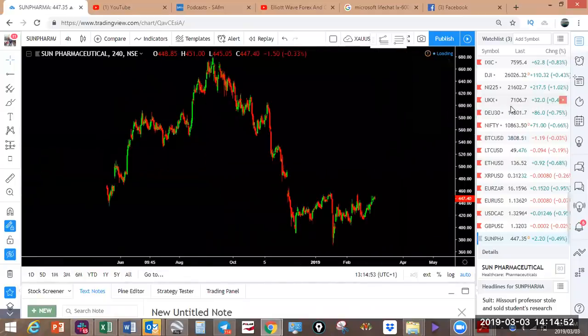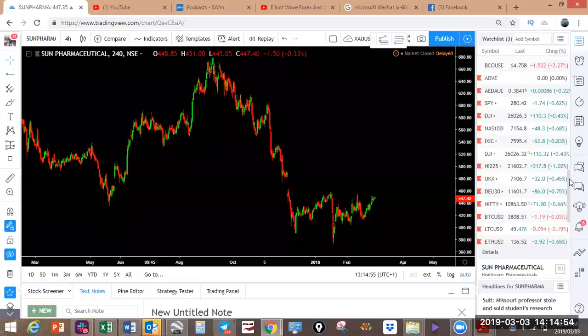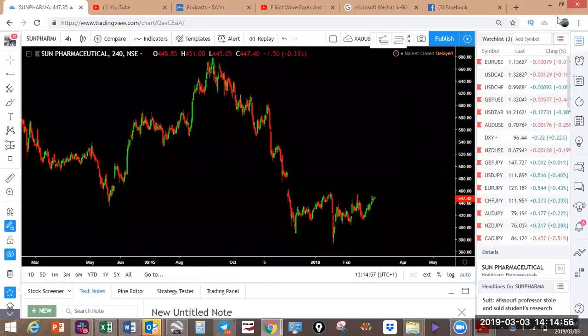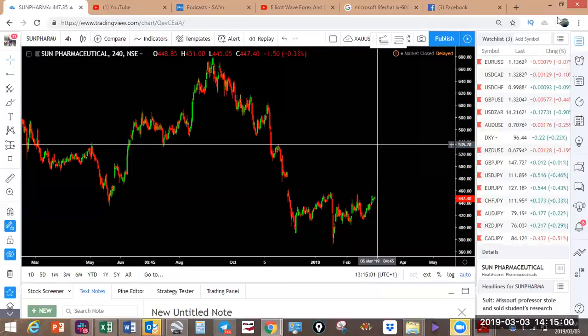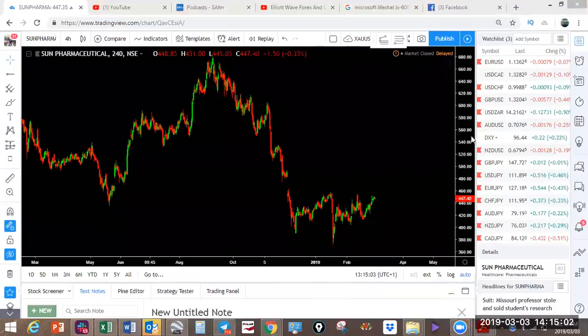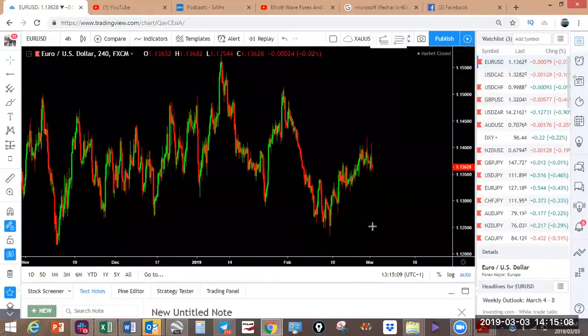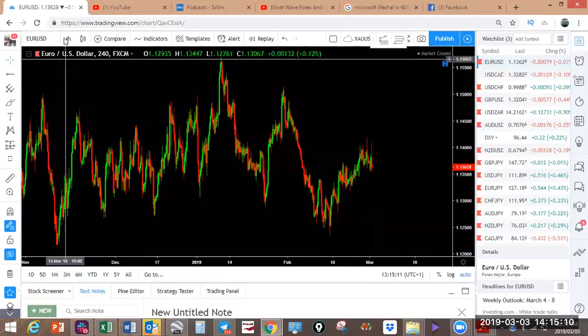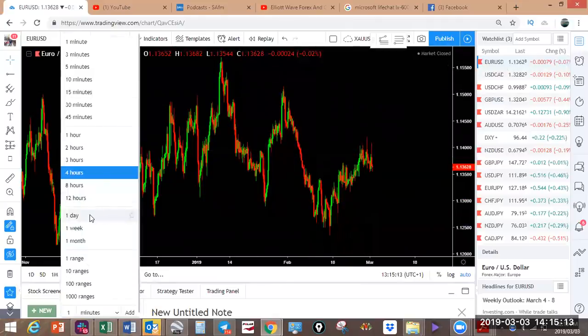Now let us go to the major pairs. Start with the Euro US dollar. Let's look at the major pairs. Euro US dollar. Now Euro US dollar, let's look at the daily first.